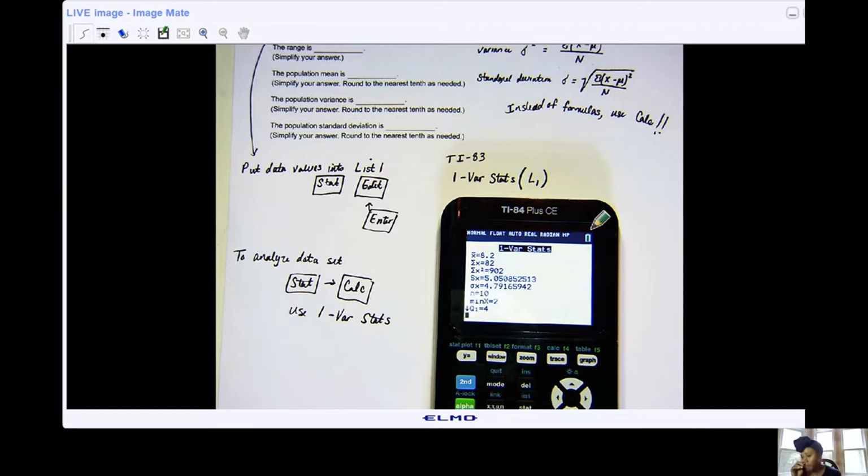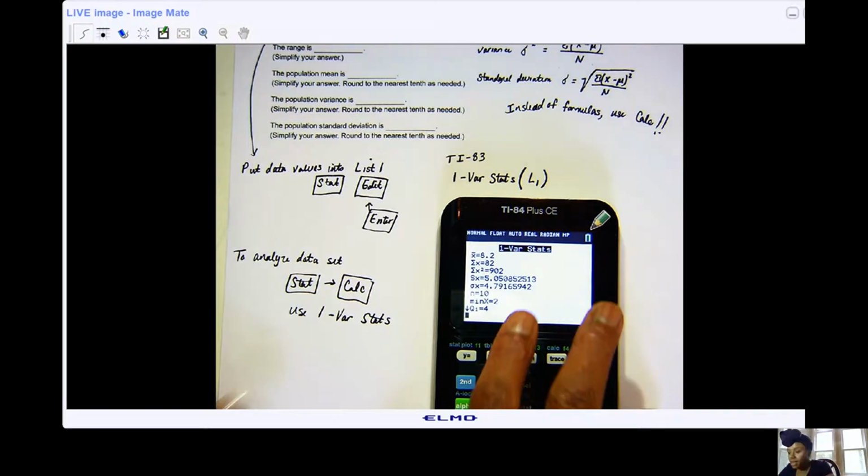Okay, so this problem is just used for demonstration purposes. Really, there's no way you have a population of only 10. Okay, but this one, it's okay. So even though it's called X bar, that is your mean mu. That is your mean.